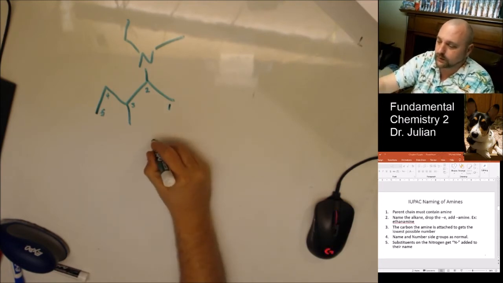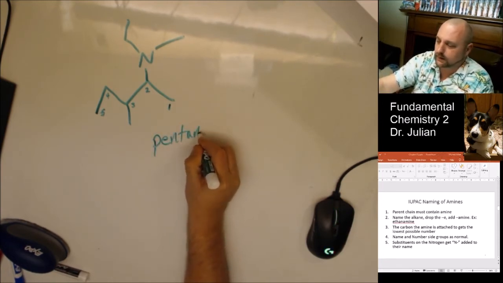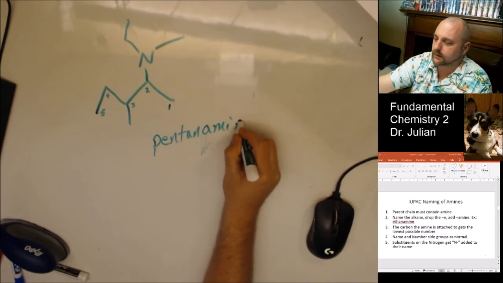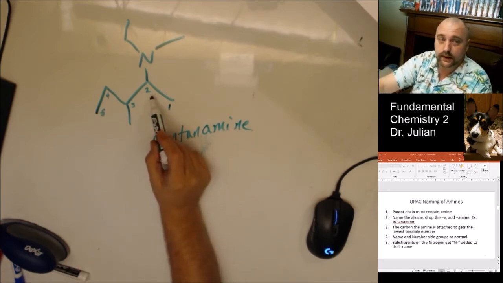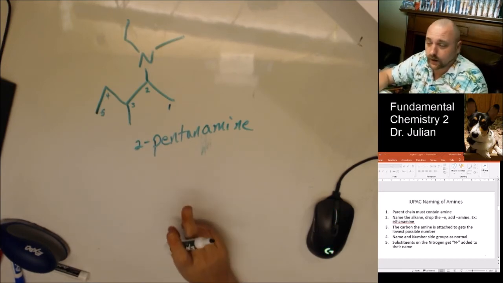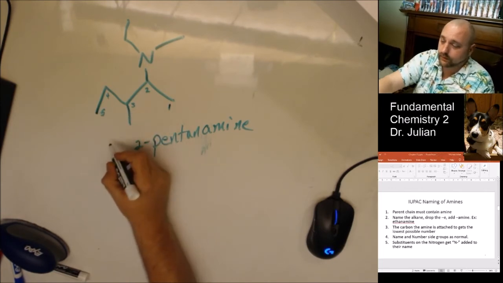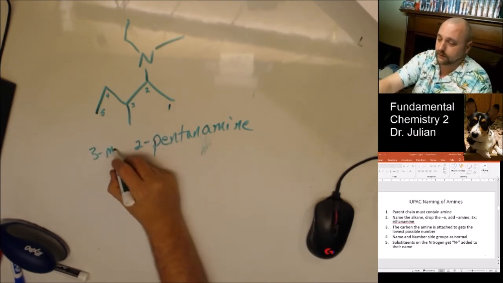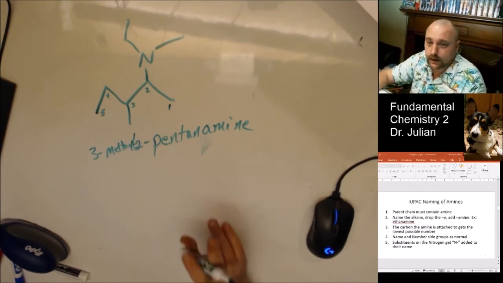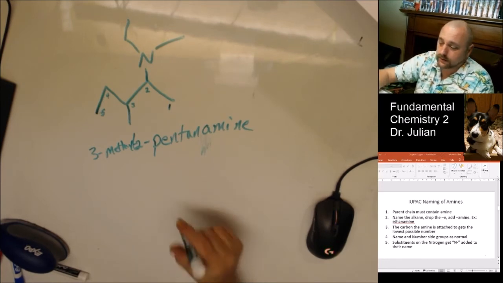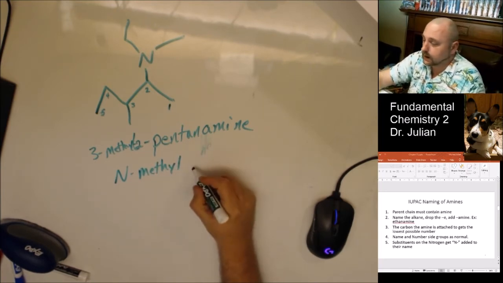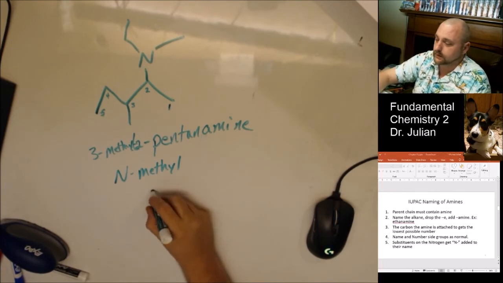So 5 would be pentane. Drop the E. Add amine. Now this amine is contained at carbon 2 is where it's attached. So 2-pentanamine. This also has a methyl group at 3. 3-methyl-2-pentanamine. And then it has an N group. It has a methyl. It also has an ethyl.